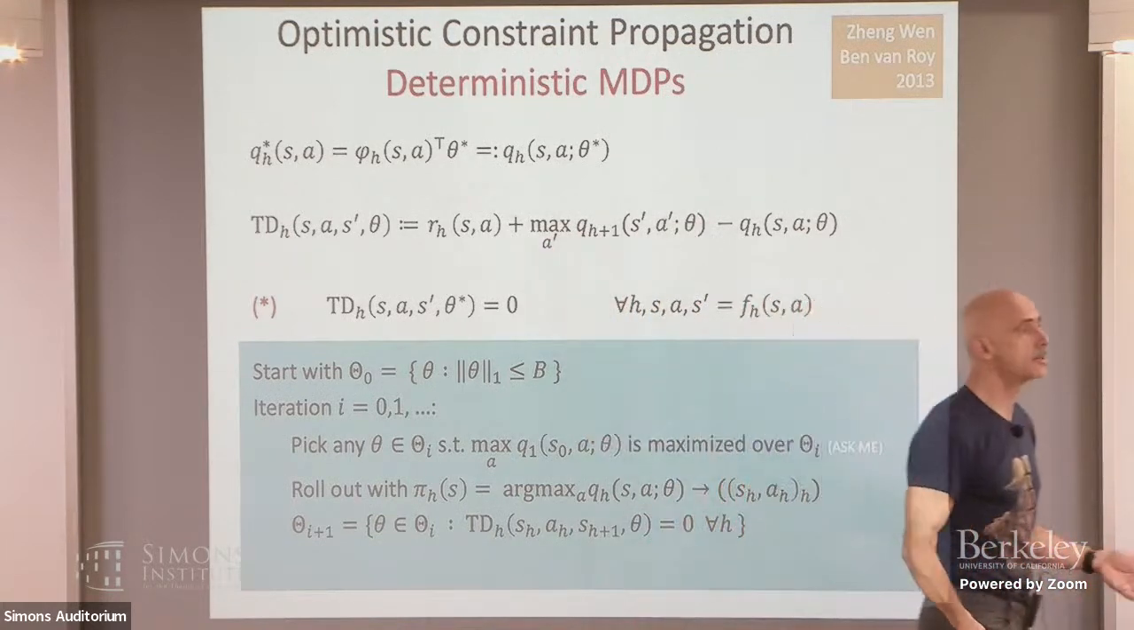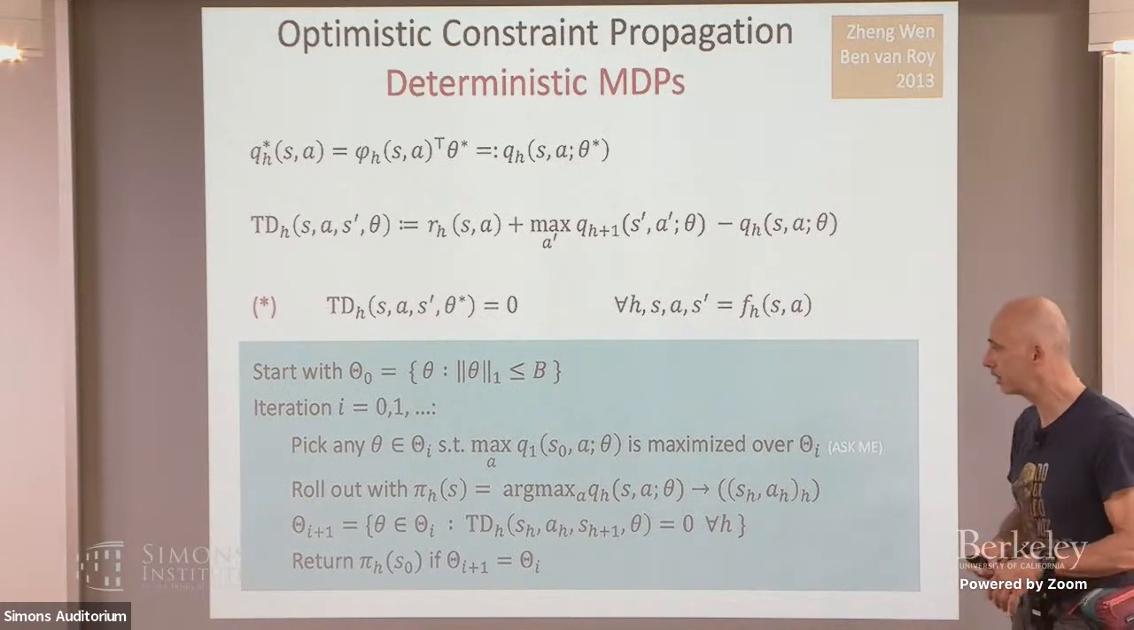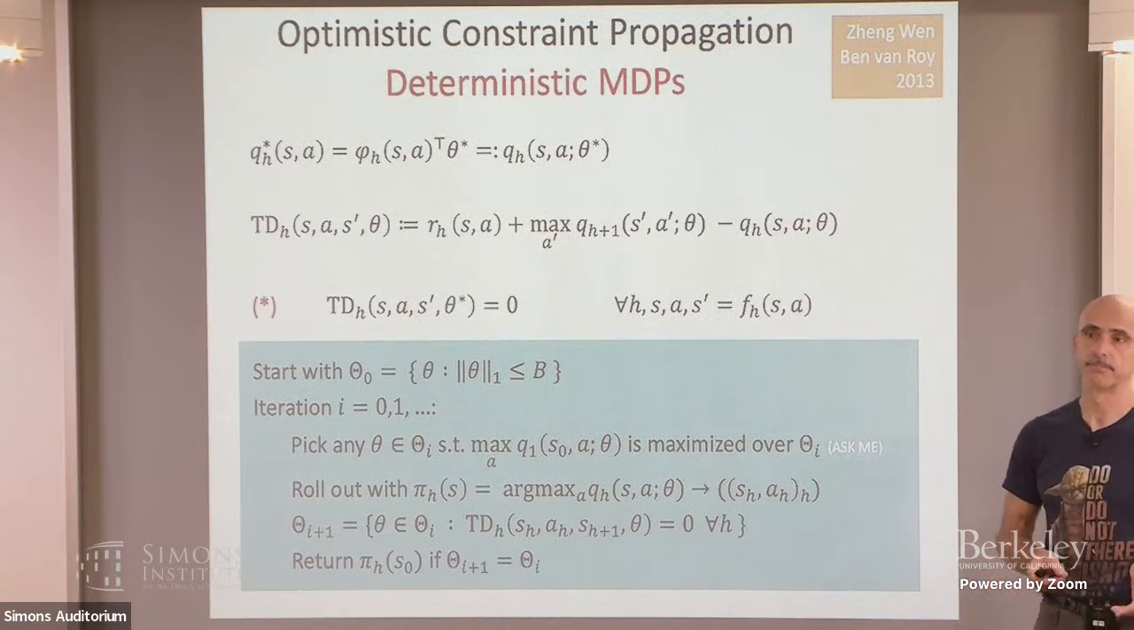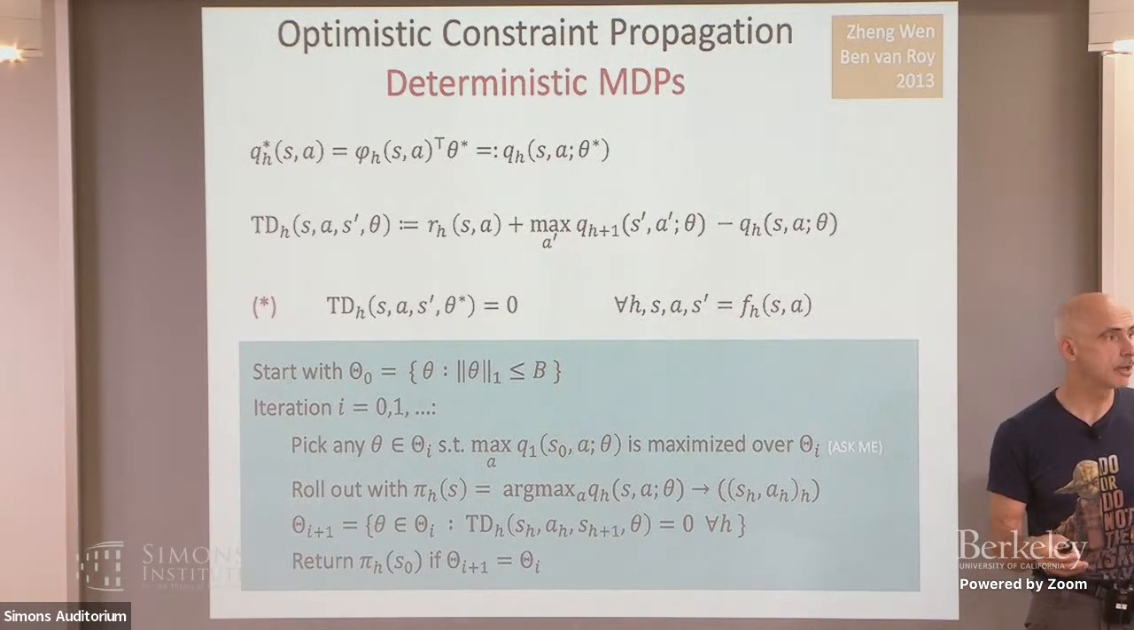And you're going to enlarge your constraint set by adding the constraints that all these TD errors need to be there along the trajectory. So you potentially shrink the version space, and you're going to stop when you cannot shrink anymore. So if you ever find a trajectory such that you're not shrinking the version space, then you stop.